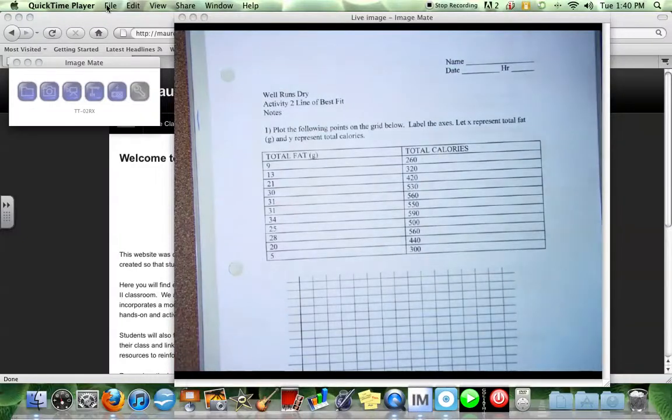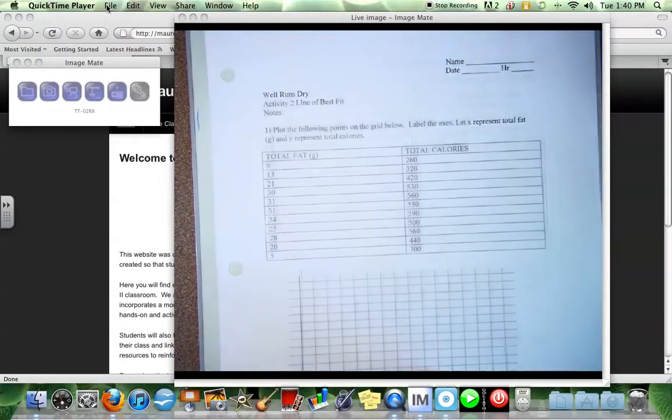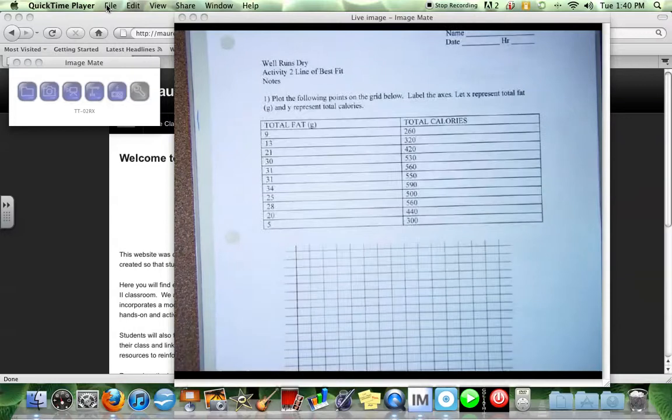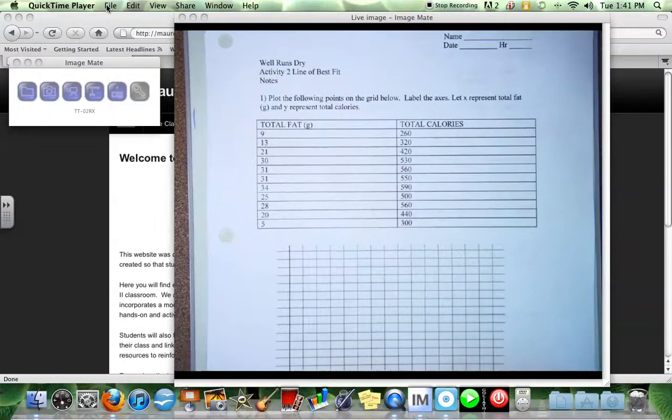Today we're looking at line of best fit. We started looking at this the past couple of days where we plotted points and tried to come up with an equation that fits the data best. So we're going to look at it a little bit more in depth today.